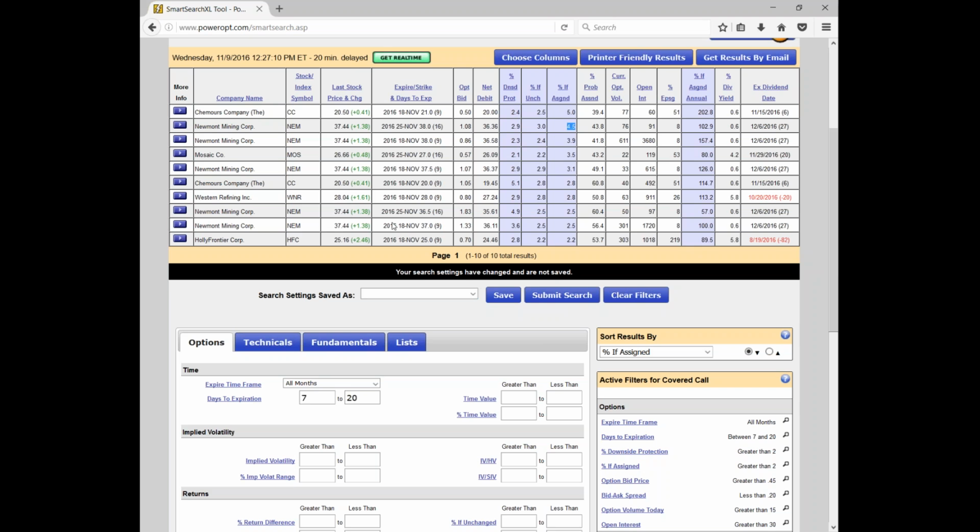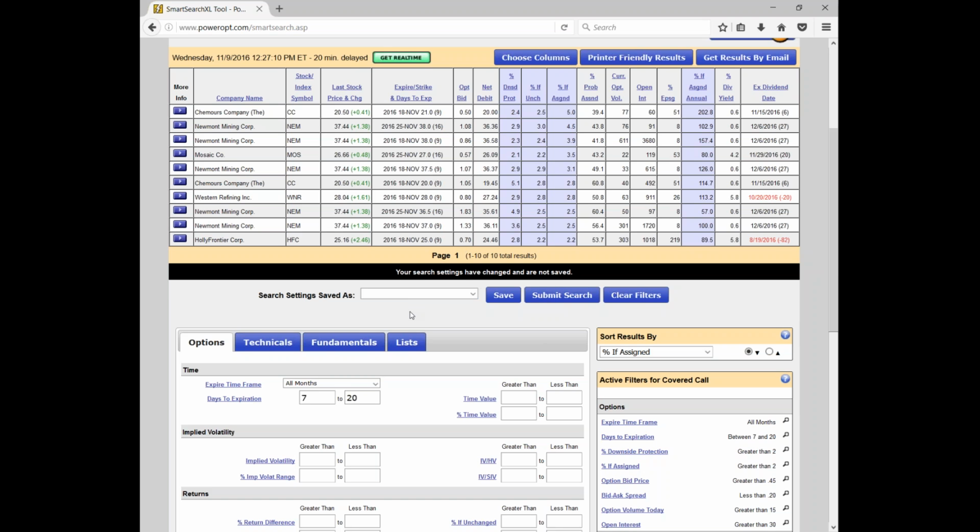Now, I'm not saying all of these are going to be right 100% of the time, don't get me wrong. But if Newmont Mining, if I start doing my research, I like the stock, I like the out-of-the-money premium here, just out of the money, the 38 strike on a stock trading about $37.50, would give me almost 3% downside protection, 2.9, and a potential 4.5% if assigned.